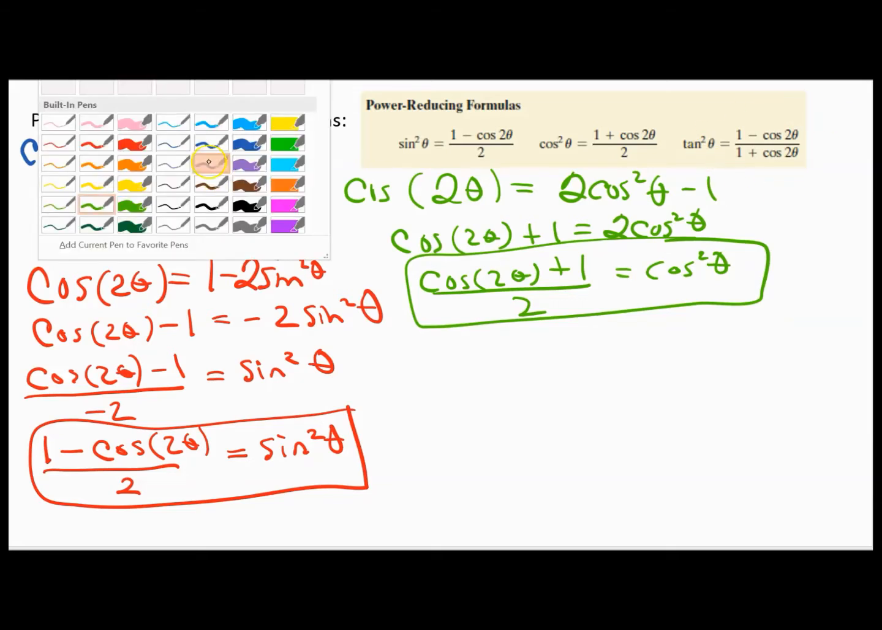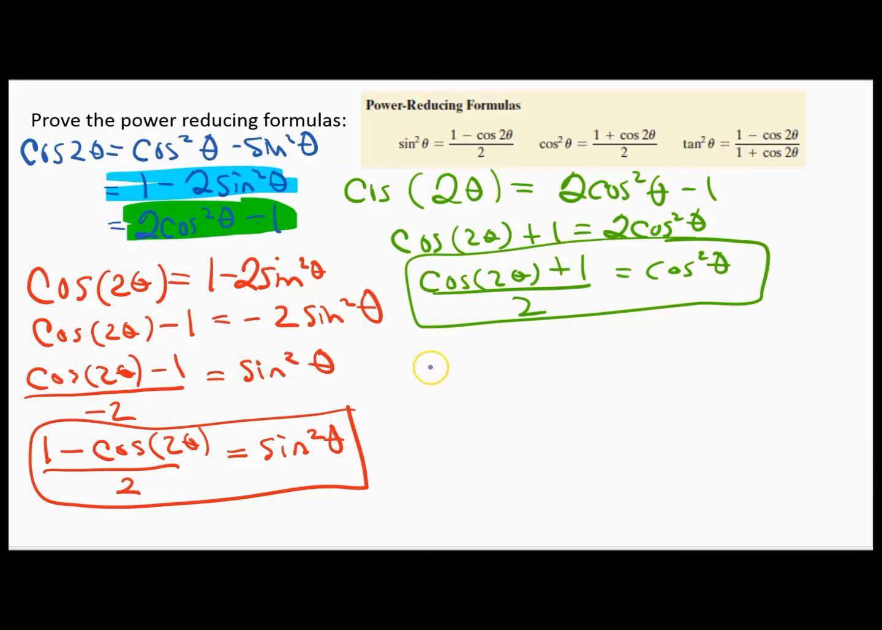How about let's change to purple and talk about it. All right, so tangent squared of theta, I'm sure everybody agrees I could rewrite that as sine squared of theta divided by cosine squared of theta. Right? We know that's true, because of the quotient identity.